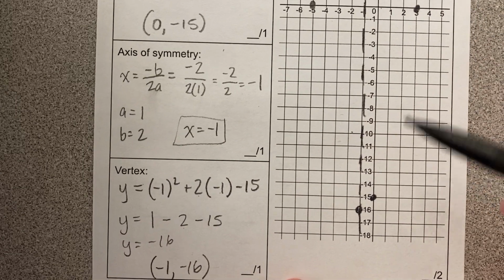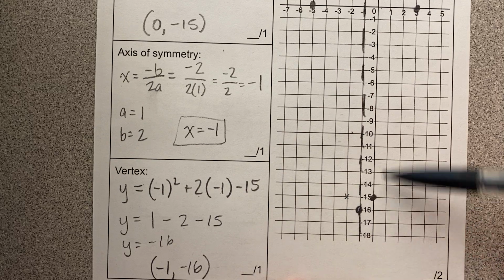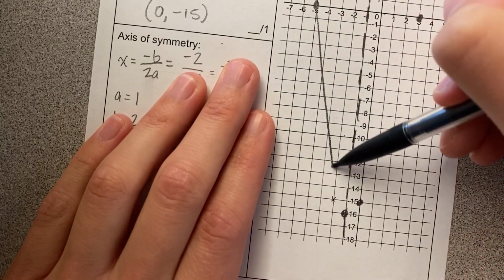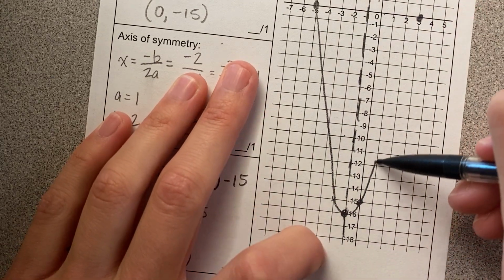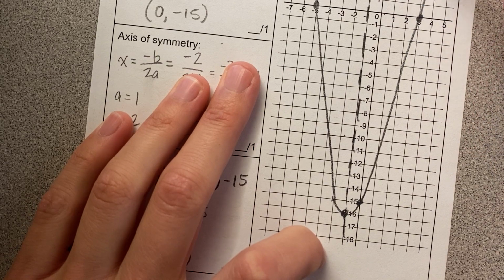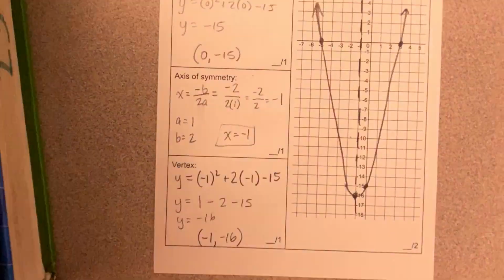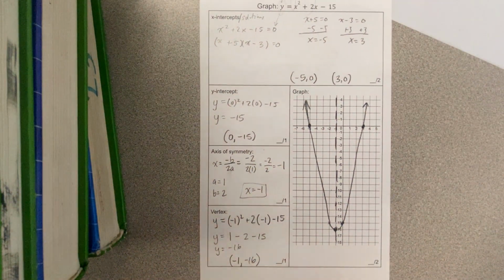I can make my graph even a little bit neater by taking this y-intercept and just kind of reflecting it over the axis of symmetry right there, just to kind of give myself something to aim for. I'm going to come through my y-intercept, and here is my parabola. Okay, looking pretty good.